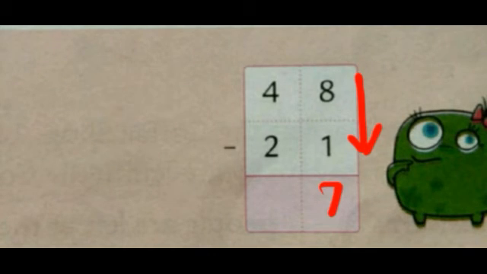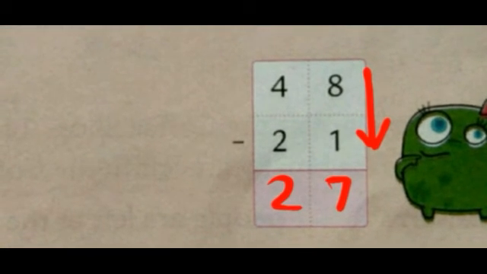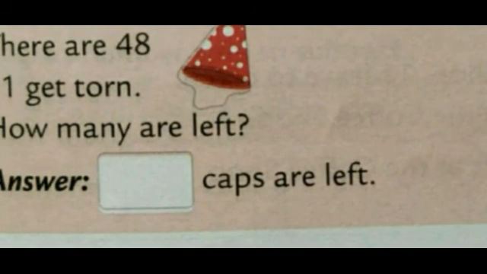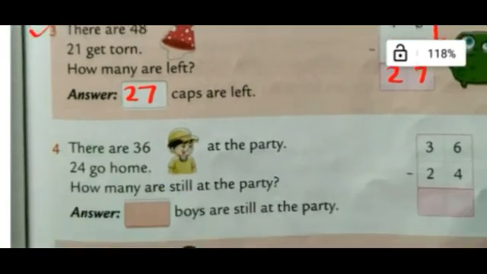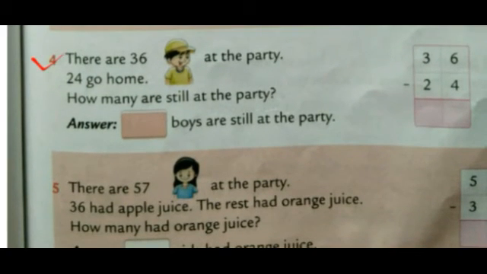And step number 2, subtract the tens. What is in tens place? What is given? 4 minus 2. So what will be the answer? 2 only. 27. So 27 caps are left. Okay. So now I would like you all to try these remaining 2 as homework. Read the question and then subtract.